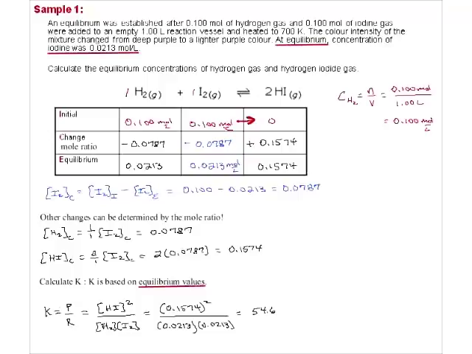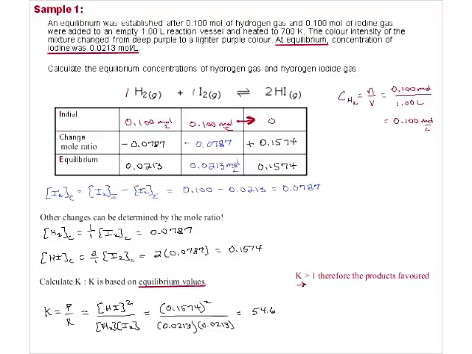Now, what we have to ask ourselves is what is the meaning of 54.6? We also said before that as K is greater than 1, which it is here, K is 54, which is much greater than 1, we're saying that the reactants are going to be consumed more so, and we're going to produce more products. So we're pointing to the product side because K is greater than 1. Therefore, the products are going to be favored.